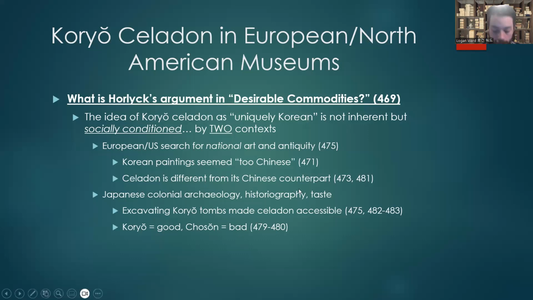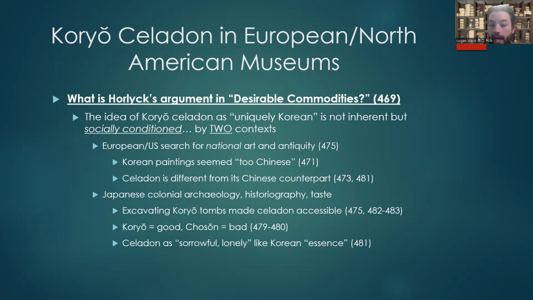Onto those pieces. And then going along with that, some Japanese colonial art historians argued that celadon has the essence of Korea, of Koreans, like sorrowful and lonely.